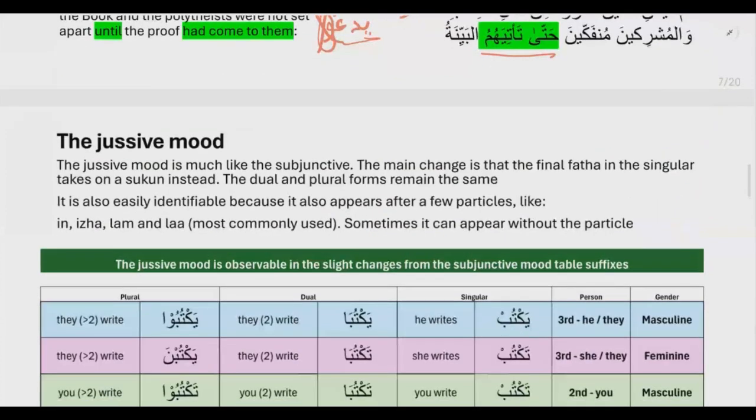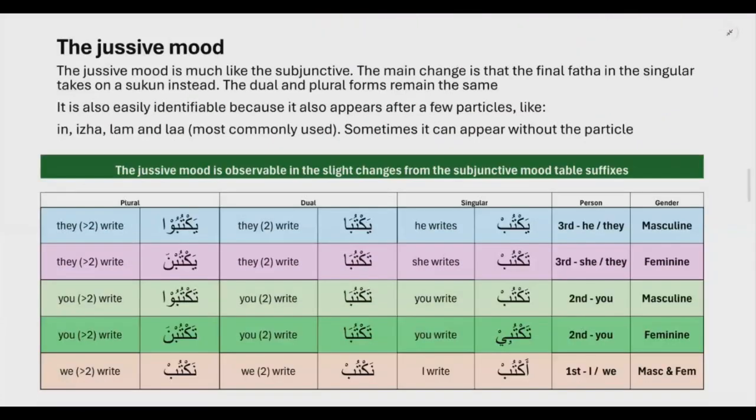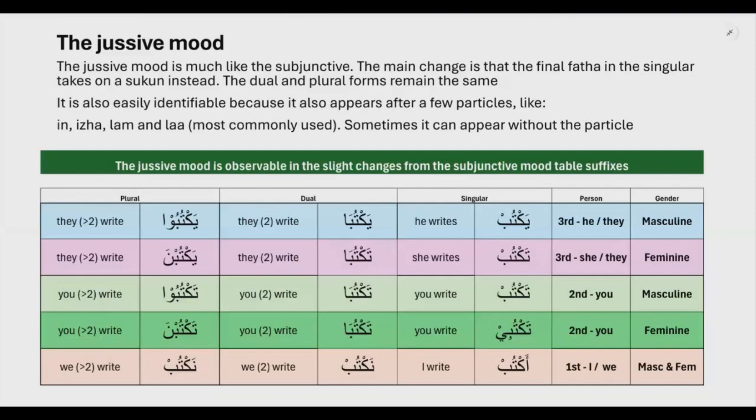Okay, now we move on to the jussive mood. This mood is derived from the subjunctive, so it's quite easy to see the similarities. In the subjunctive, we had the fatha as the ending, right? In all of these. Notice what happened to the fatha. Now it became a sukun. All of them have sukuns here. Can you see that?